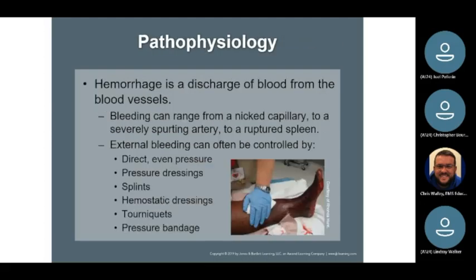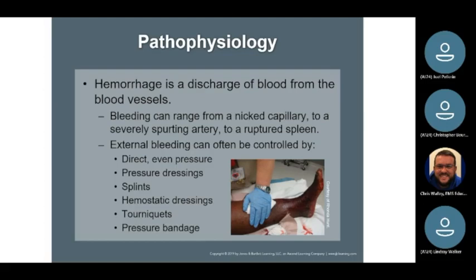A hemorrhage is a discharge of blood from the blood vessels. It also just simply means bleeding. Bleeding can range from a nicked capillary to a severely spurting artery to a ruptured spleen. External bleeding can be controlled by using even pressure dressings and or splints, hemostatic dressings, tourniquets, or a pressure bandage. Rely on signs and symptoms to determine the extent and severity of the bleeding.